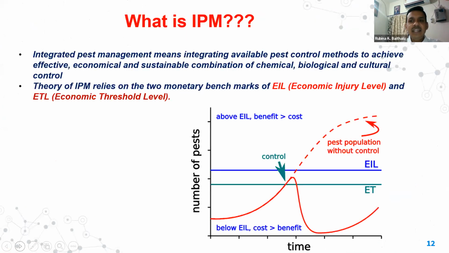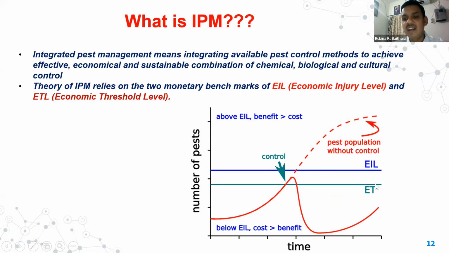So what is integrated pest management? Integrated pest management is nothing but integrating the available pest control methods to achieve an effective, economical, and sustainable combination of chemical, biological, and cultural control. Now, the concept of IPM lies on two benchmarks, that is the economic injury level and the economic threshold level. These are the two important aspects.